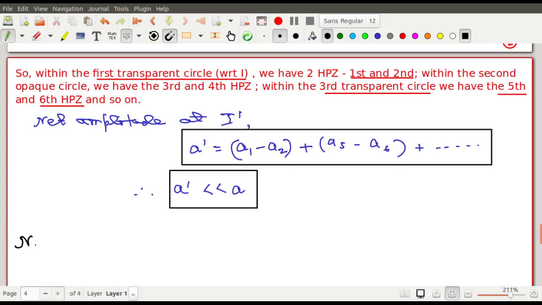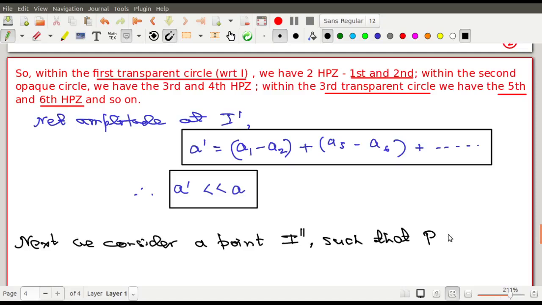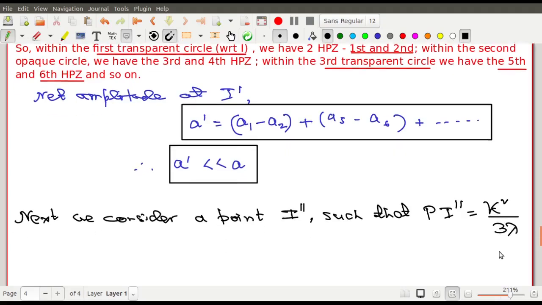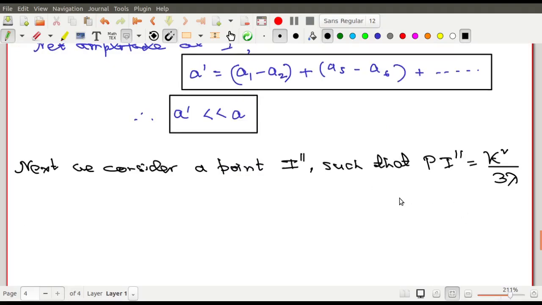Next we consider a point I, capital I, double dashed, such that pi double dashed is now k square by 3 lambda. K square by lambda was the position of I, so k square by 3 lambda, right? So we wrote it this way, okay?